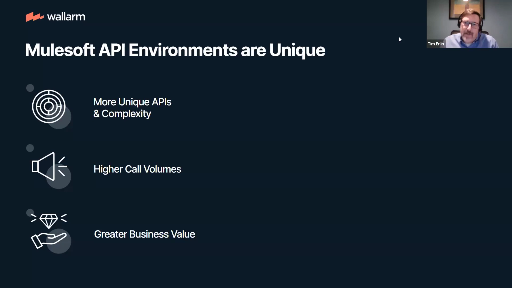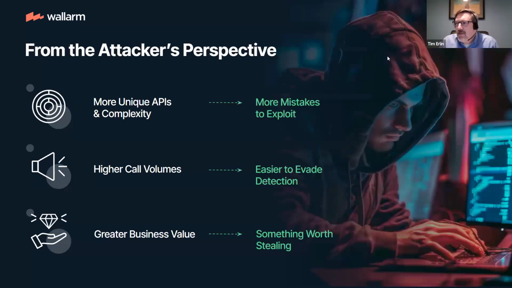Of course, that's the perspective from an operator or business side. There's also an attacker's perspective here as well. If you're a MuleSoft customer, the attacker sees that sophistication and complexity as the potential for more mistakes to exploit, more opportunity to exploit. Higher call volumes can mean that it's easier to evade detection because it's harder to see their attack within that volume. And of course, the business value: if you're a MuleSoft customer, your APIs are valuable. That means they're valuable to attackers too. There's something there worth stealing. So that perspective of the attacker is important.